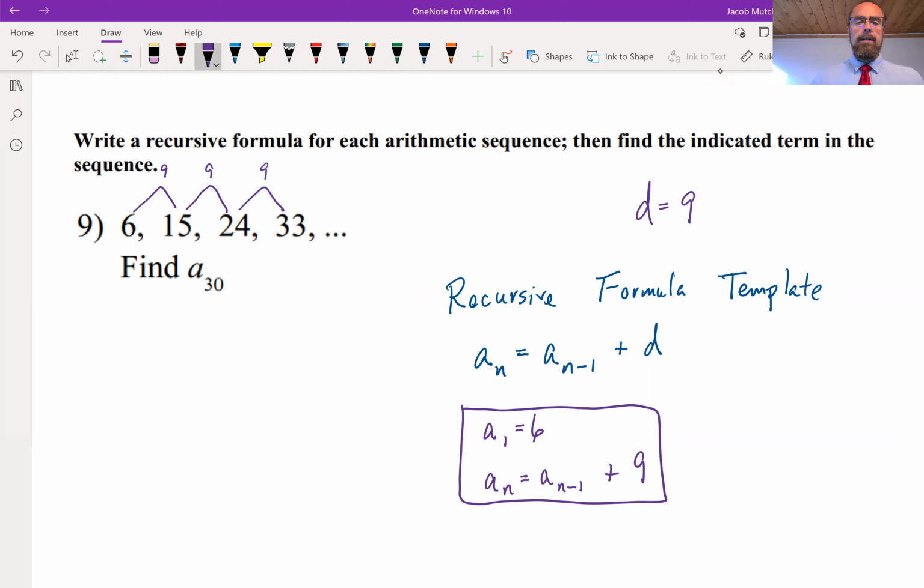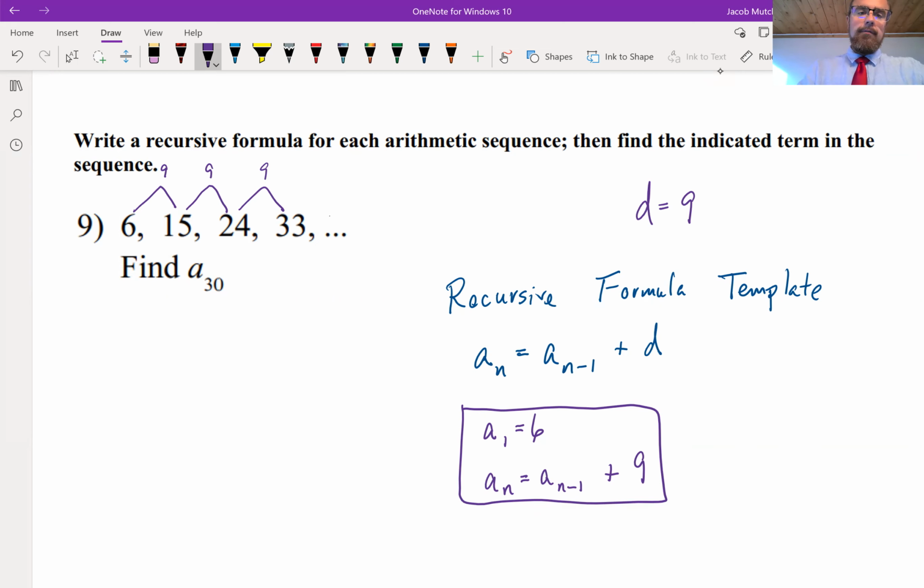Well, let's go ahead and find the 30th term using the recursive formula, since that's what we just created. So essentially, I just need to extend this list. I've got 4 terms now. I need to get out to 30 terms. So I'm just going to keep adding 9.